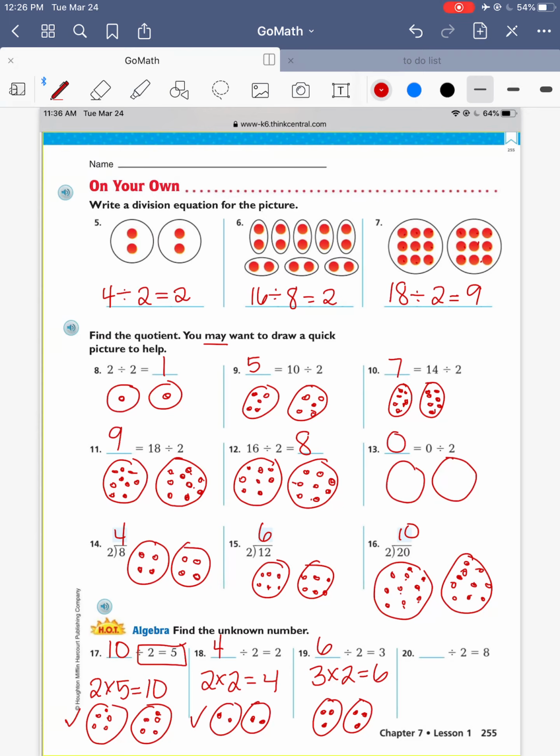What times 2 gives us, or what divided by 2 gives us 8. So if we do 2 times 8, we get 16, or 16 split into 2 groups gives us how many in each group?